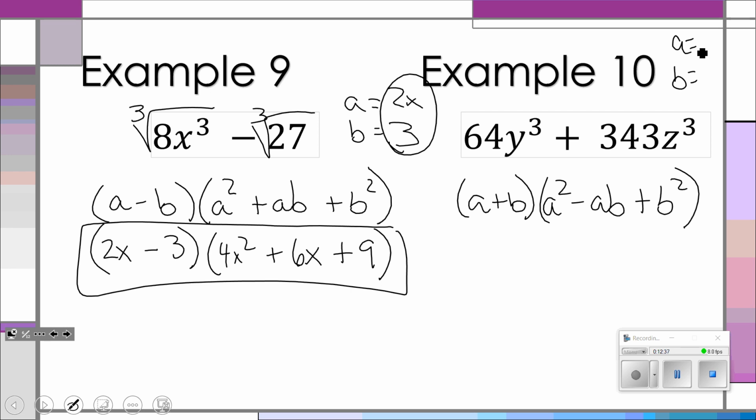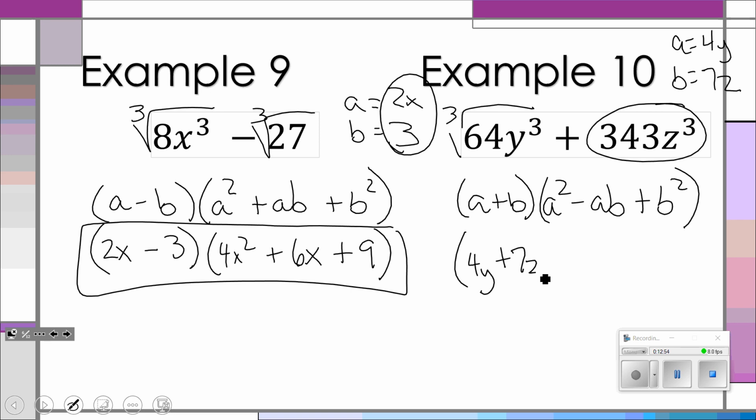So what's the cube root of 64y cubed? 4y. And then what's the cube root of 343z cubed? 7z. So now we're just going to plug in. So this should be 4y plus 7z. When I square the 4 and the y, I'm going to have 16y squared. I'm going to multiply them, so minus 28yz. Why do I say yz? Generally alphabetical. And then I'm going to square the B, and so that would be 49z squared.